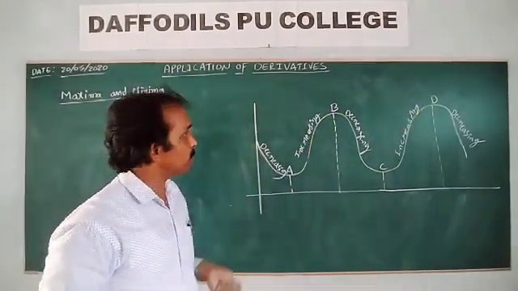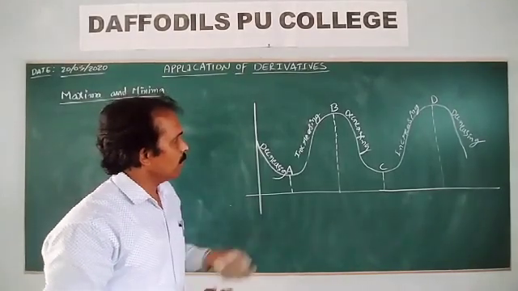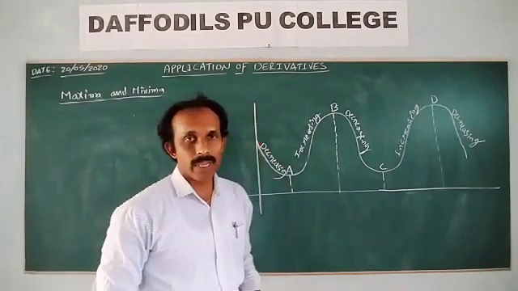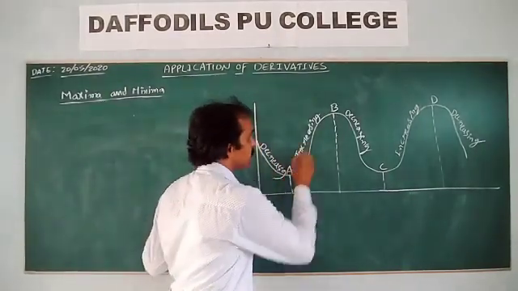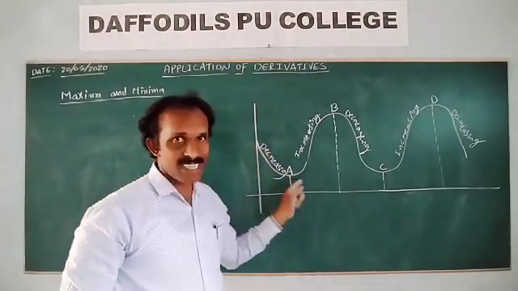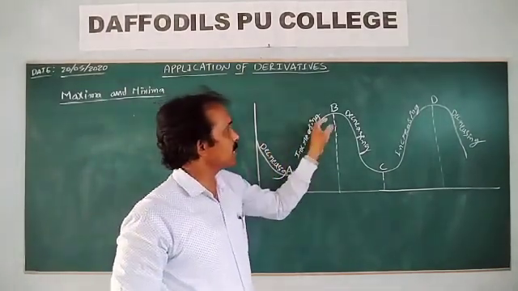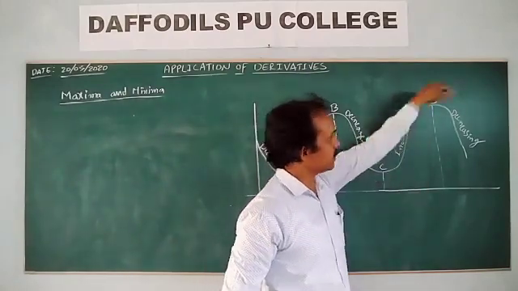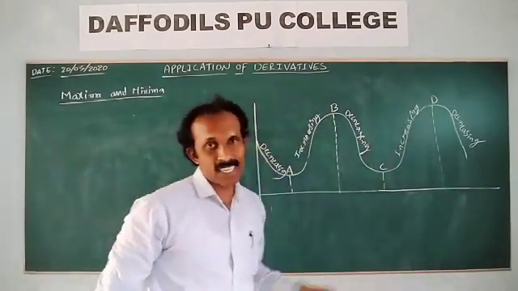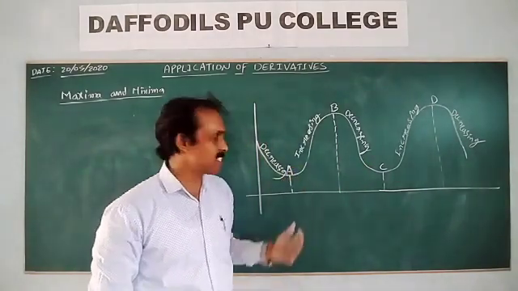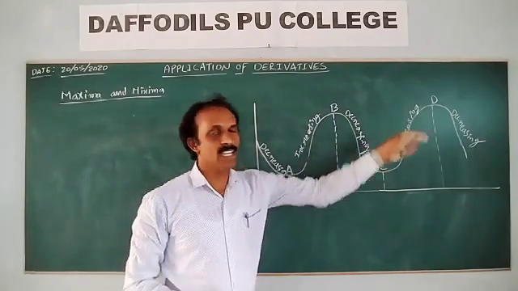So observe this graph. Here there are some points A, B, C, D. At these points A, B, C, D, the curve changes its nature: decreasing to increasing, increasing to decreasing, and so on. These points are called turning points.